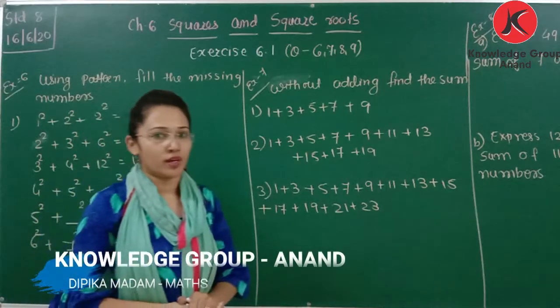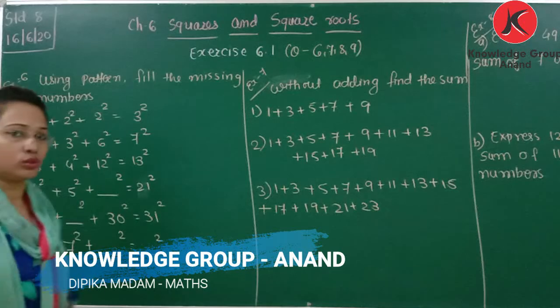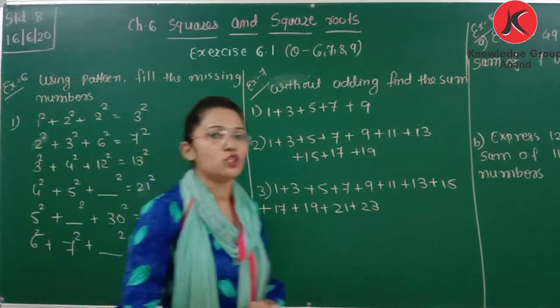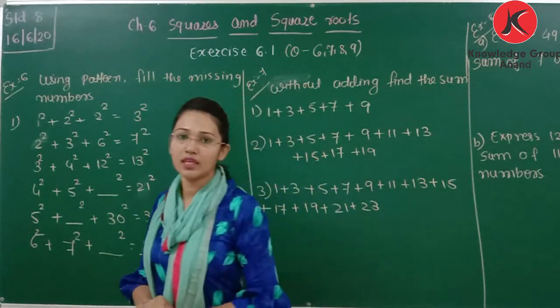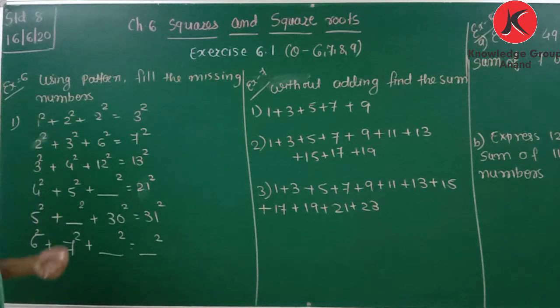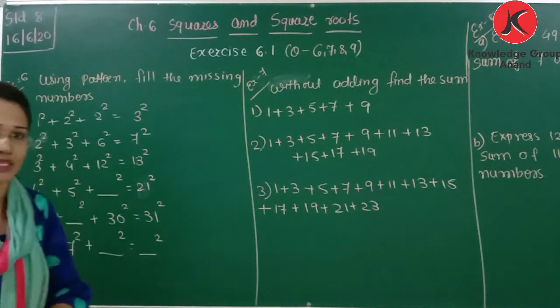Exercise 6.1, and we will continue that exercise with question number 6 to 9. Previously we solved two examples in which patterns are given and you need to write the next step. So here is one more example of a pattern. Using the pattern, fill the missing numbers. You need to observe the given step, and from the given step you need to write the next step.